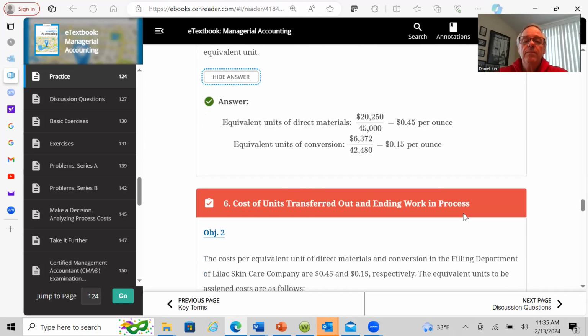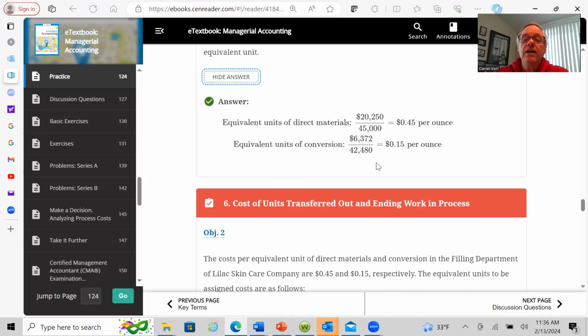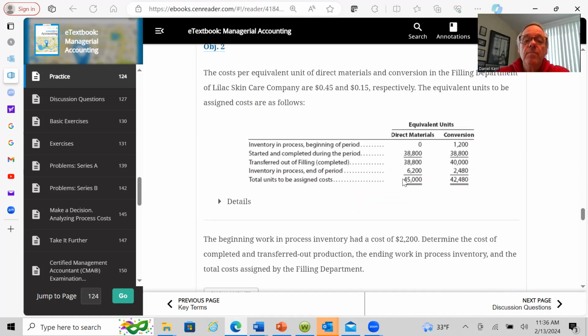Now, the next one, and the last one that we'll do, is the cost per equivalent unit of direct materials and conversion costs in the filling department of Lilac. They've already given us the costs, 45 and 15. We actually calculated it up above, but they gave it to us again. And we've already computed the equivalent units. They tell us the beginning work in process had a cost of 2,200. Determine the cost of completed and transferred out production, the ending work in process, and the total cost assigned by the filling department.